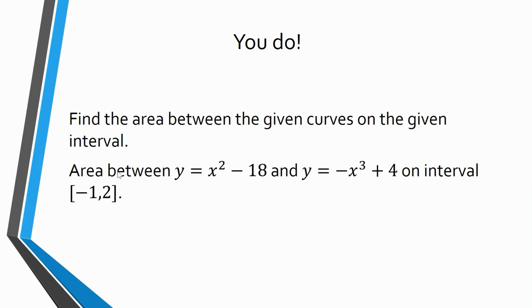All right, we want to find the area between y equals x squared minus 18 and y equals negative x to the third plus 4 on the interval from -1 to 2. I'm going to graph these. By the way, graphing is not the only way you can check which curve is on top. You could have also plugged in a bunch of values between -1 and 2 and figured out which curve is on top. But I'm going to graph it because I like graphing a little bit better. It's a little bit easier to do than plugging in lots and lots of values.